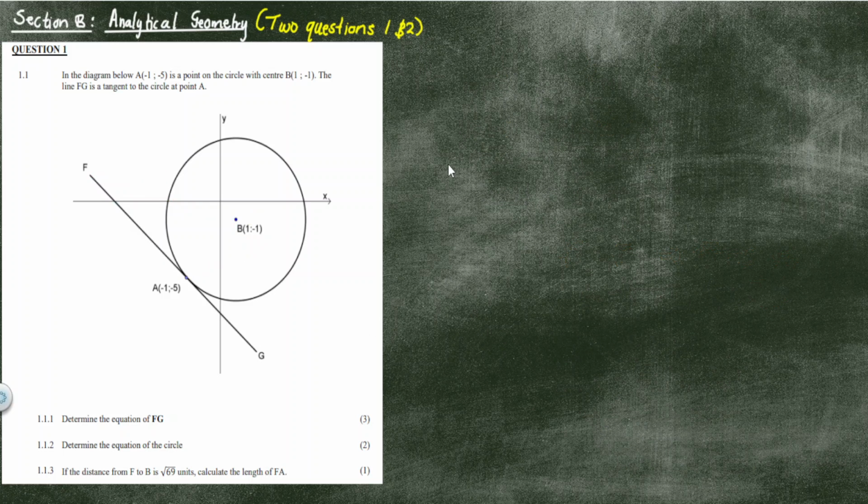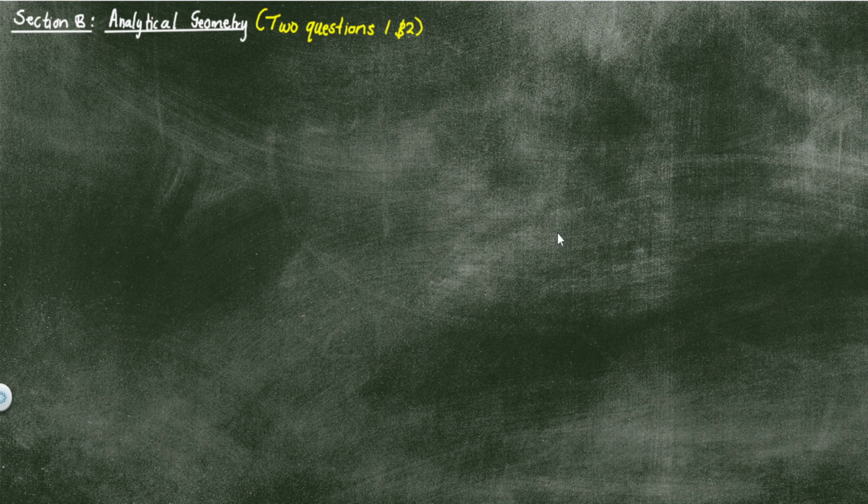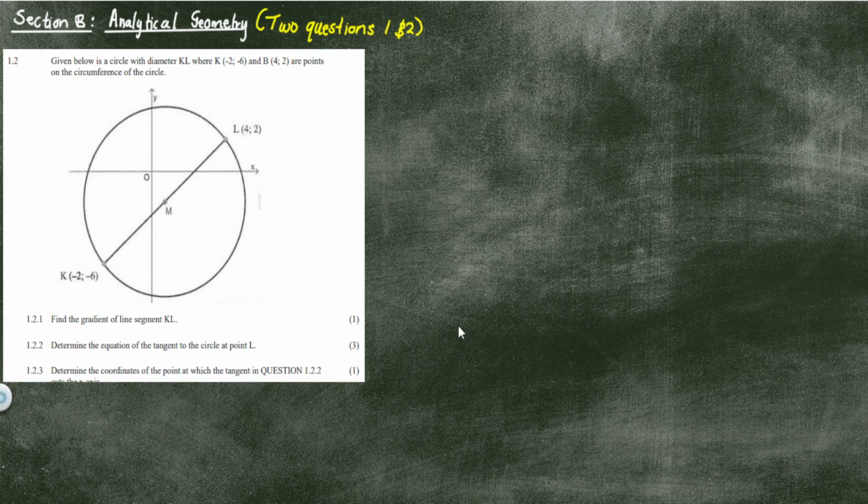Now let's answer the next question. Okay, here we are. Alright, so this is the next question. I believe this one is from a class with some students. I don't remember, but anyway. So 1.2, given below is a circle with diameter KL, where K is minus 2 and minus 6, and then B, there's no B here.